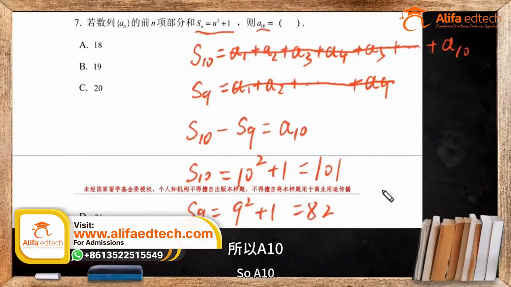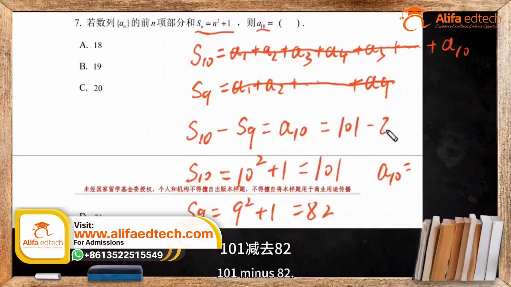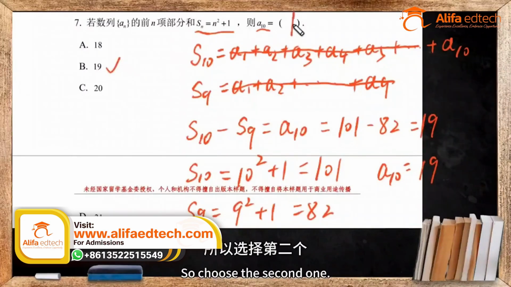So a10 equals 101 minus 82. That is 19. So choose the second option.